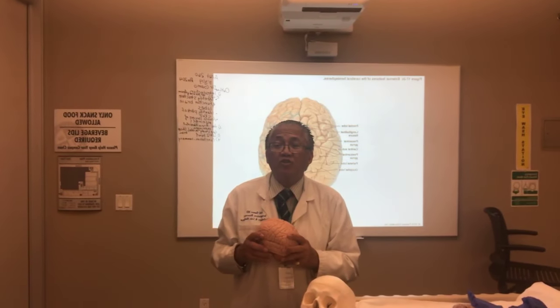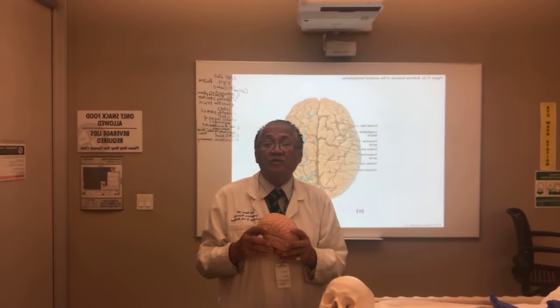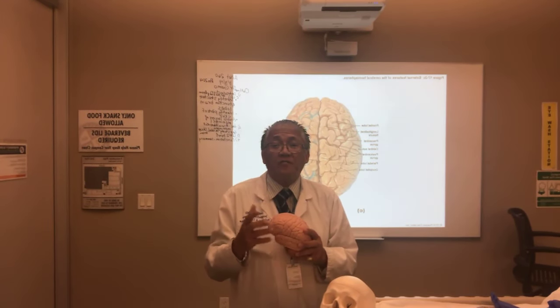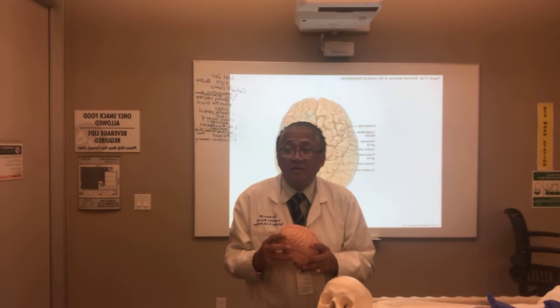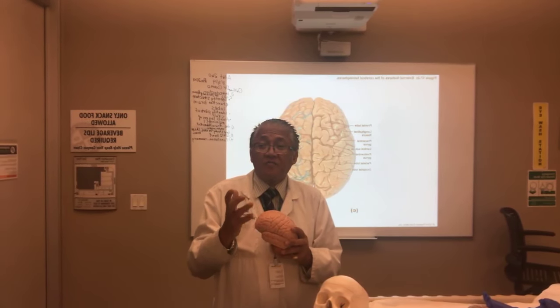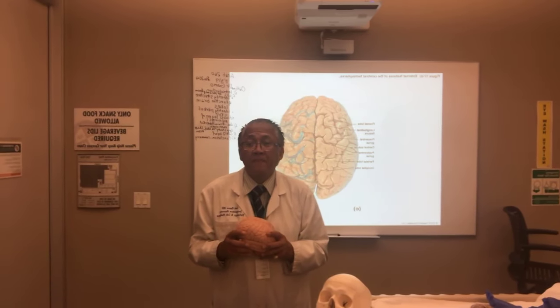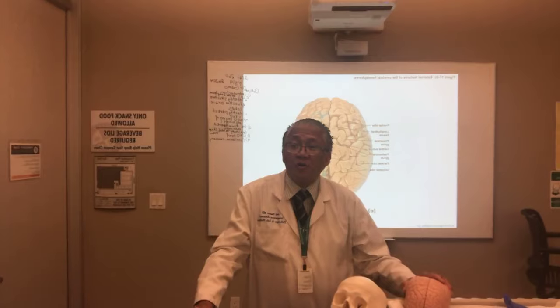Number one, we need to know the structure and lobes and function of the lobes of the brain. Number two, the structure and function of the meninges that protect the brain. And thirdly, of course, review of the skull that protects the brain too. Make sense? Okay.